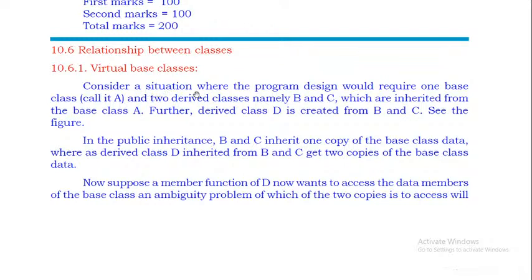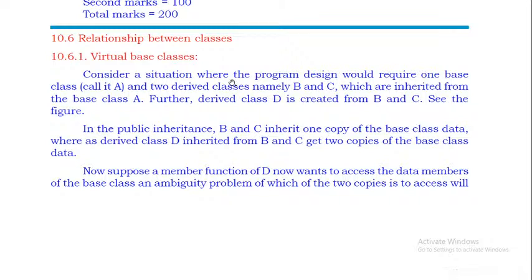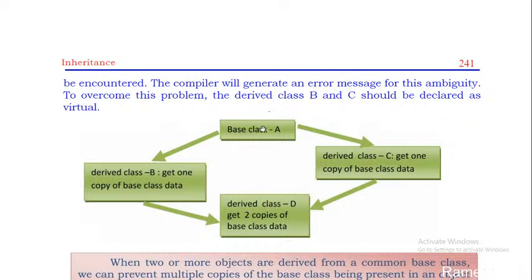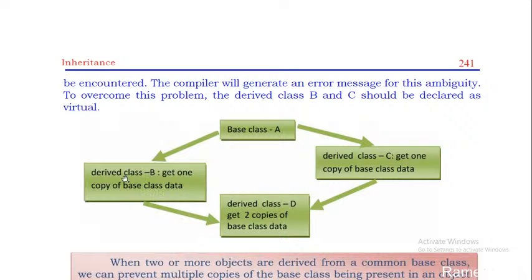Consider a situation where the program design would require one base class, call it A. I am taking this as base class A. So this program design will require a base class A and two derived classes, namely B and C.